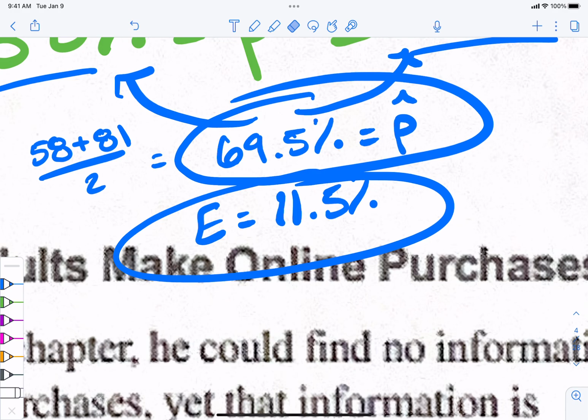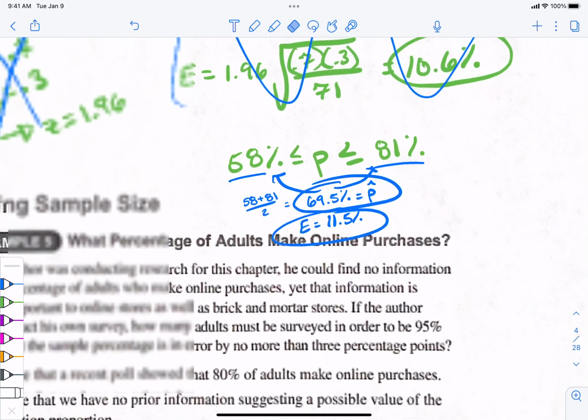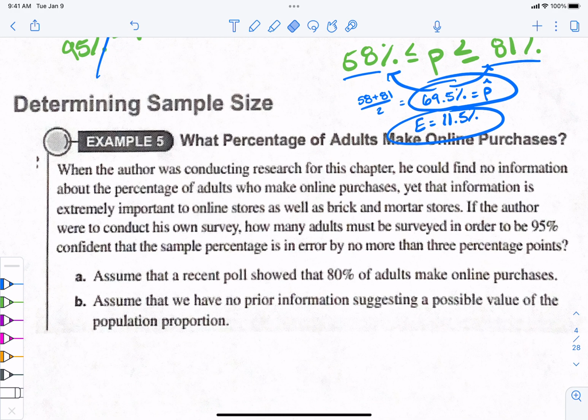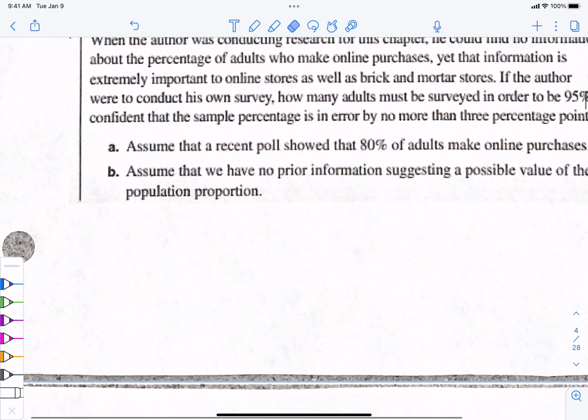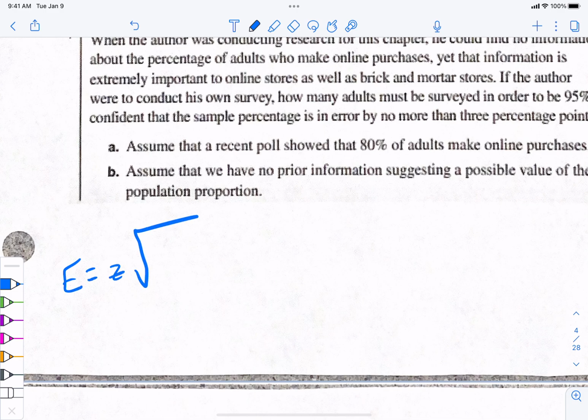They rounded it to 70. So ours is accurate. Okay, last one. They're having us work backwards again. Okay, the formula for error. Write this down again. It is Z times the square root of P hat Q hat over N.